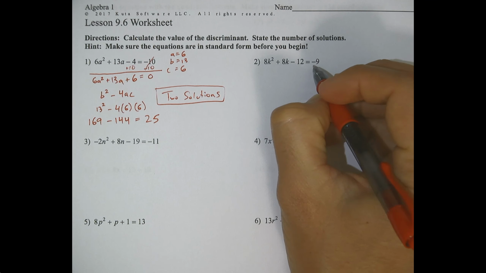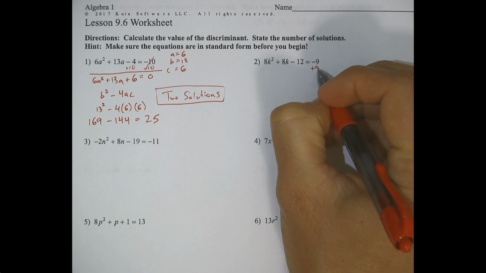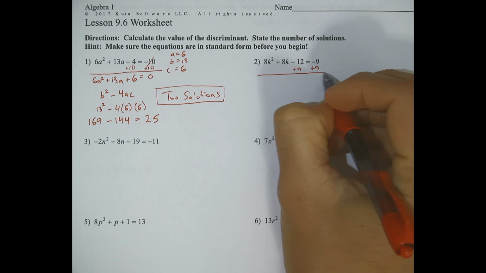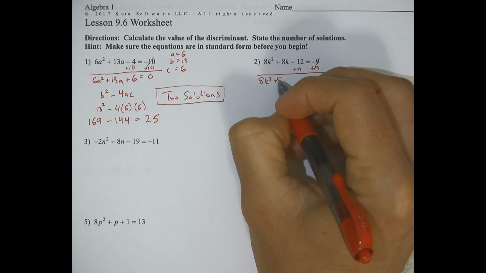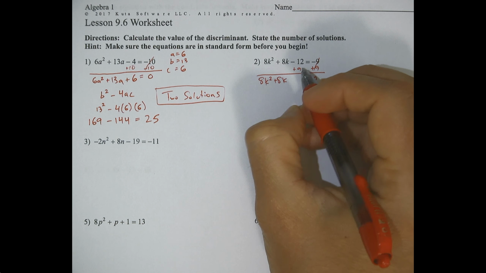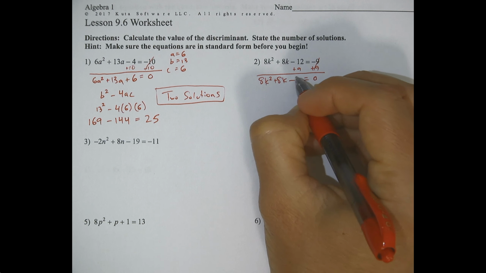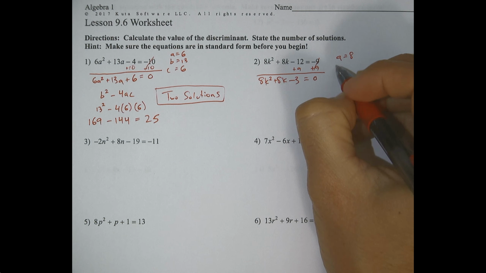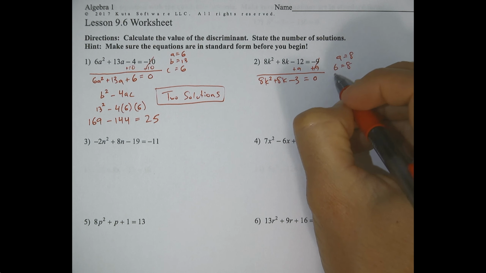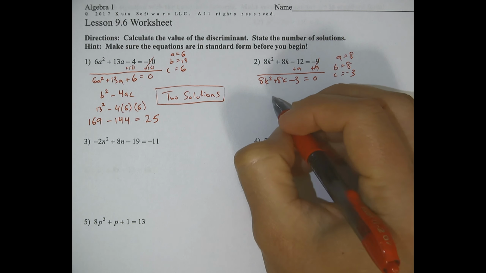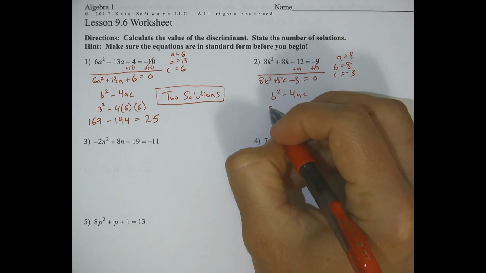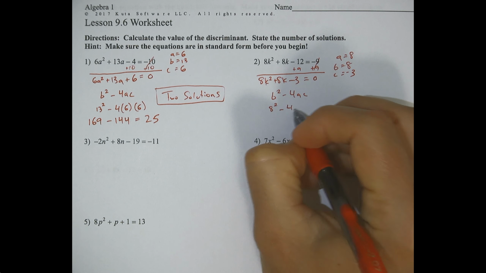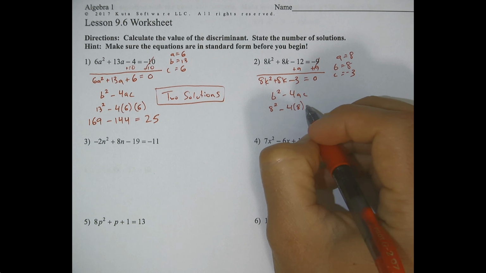Okay, number 2, not in standard form yet. So let's go ahead and add the 9 to get 0. Nothing changes with k squared. Nothing changes with k. Negative 12 plus 9, still a negative 3. So a is 8, b is 8, and c is negative 3. So I'm plugging into the b squared minus 4ac. That's the discriminant. So it's 8 squared minus 4 times 8 times negative 3.